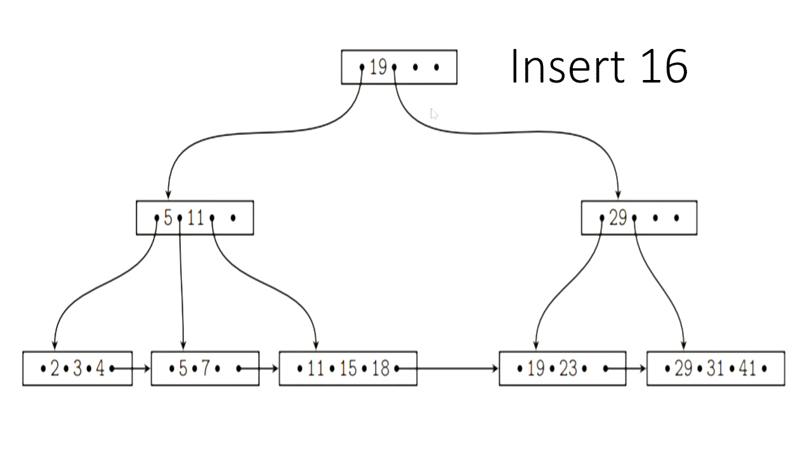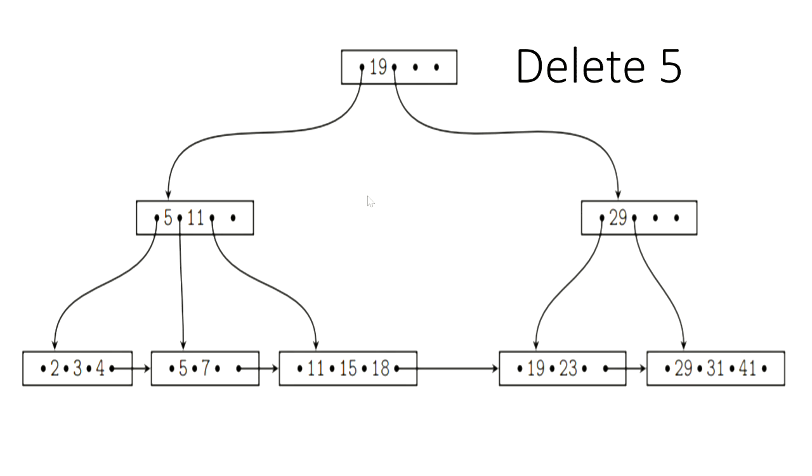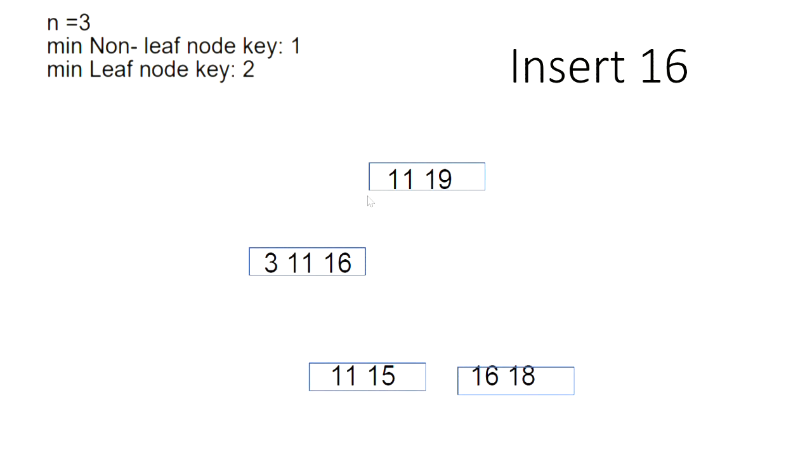So if we follow again 19, 11, we come here, there is an overflow, so we split 11 and 15, and we split 16 and 18, and ideally 16 should go up. That is what we've done. So we have these two new nodes, and since we have a new node here, we send 11 up as well. Easy so far. Let's go ahead.